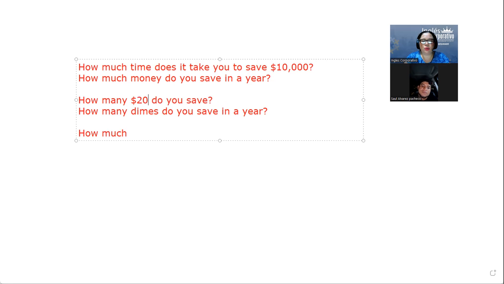Exactly. How many $20 bills? $20 bills. Okay. How many $20 bills do you save? Right. Okay. That's correct. I understand in the difference in how much, for example, is reference to the money or dollars. It is how much is usually used.